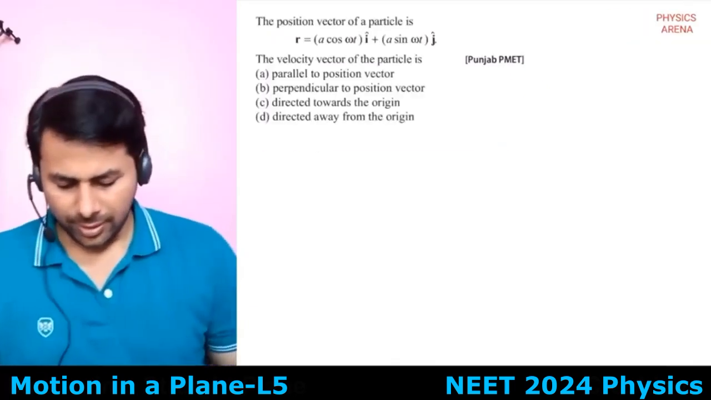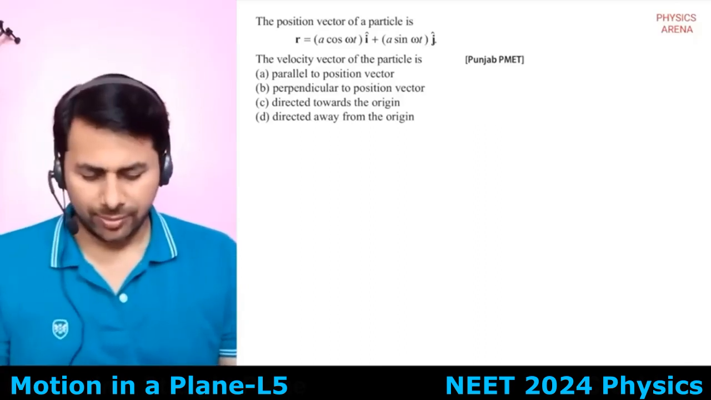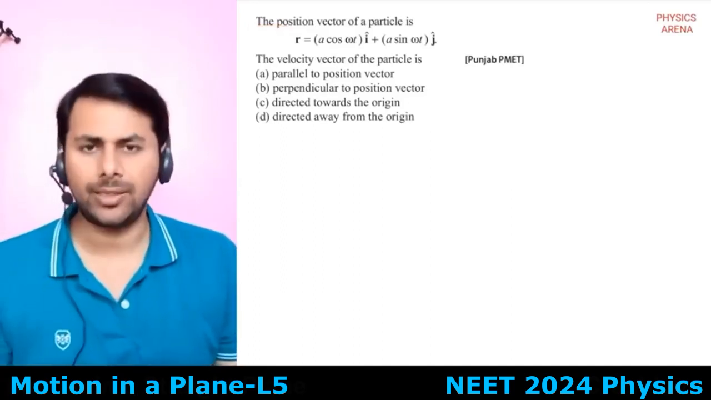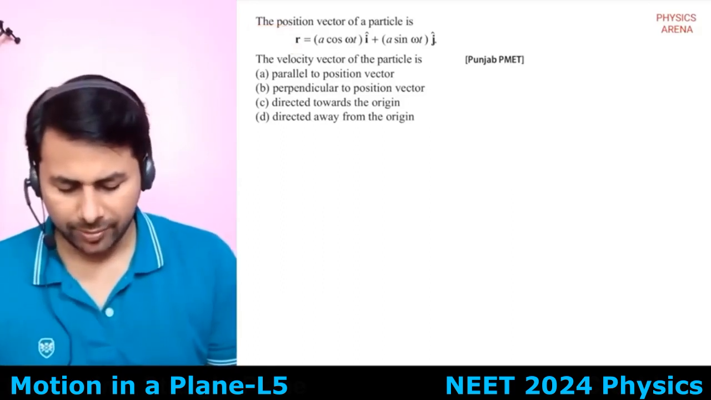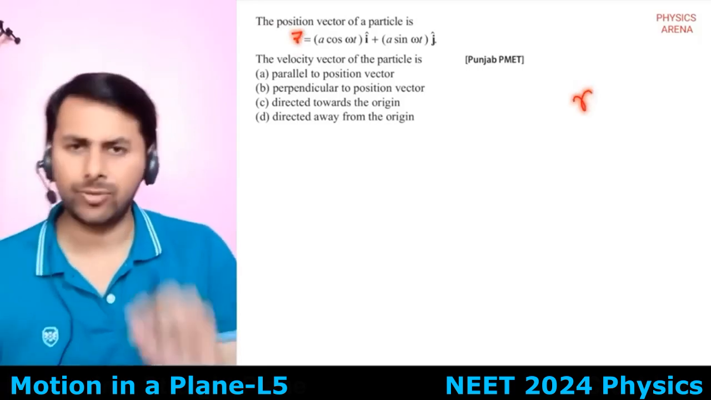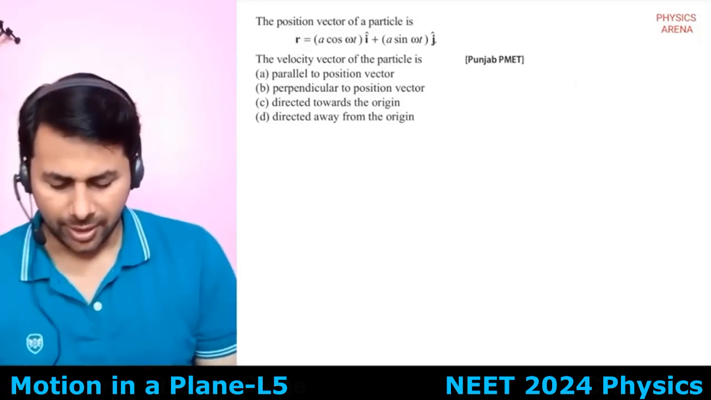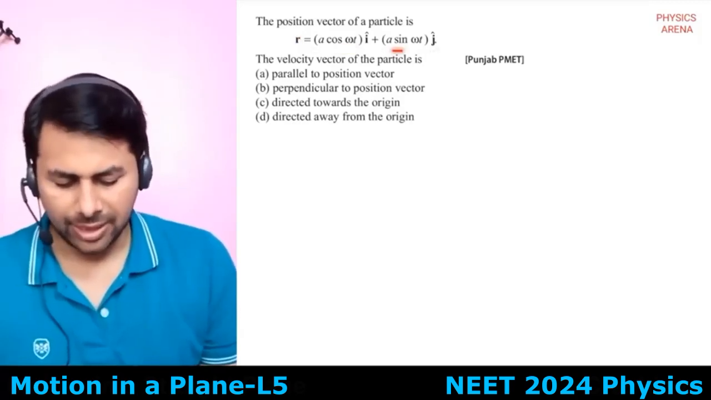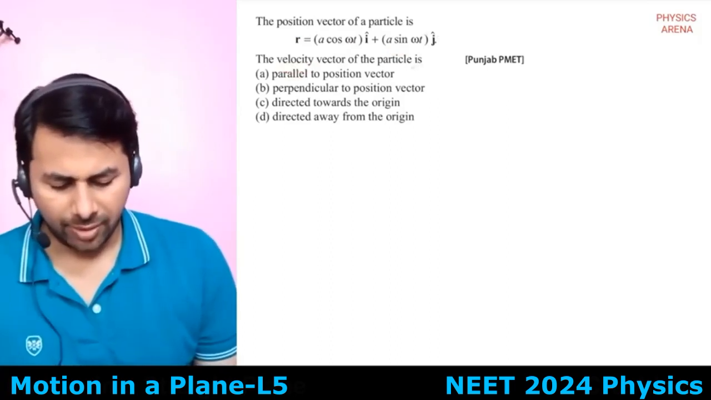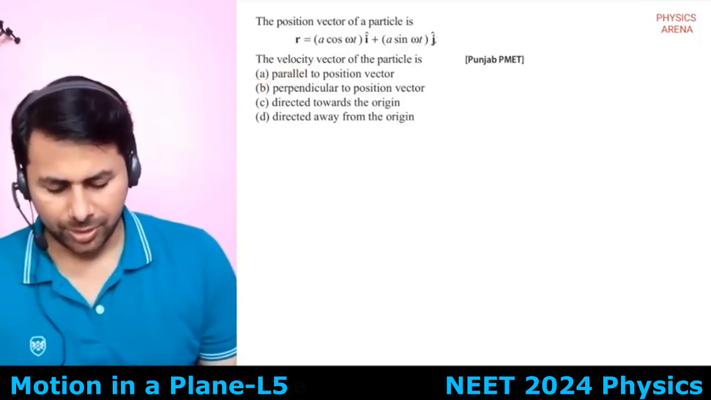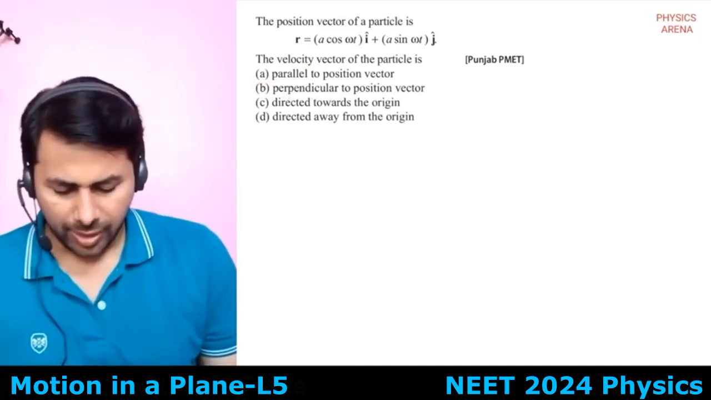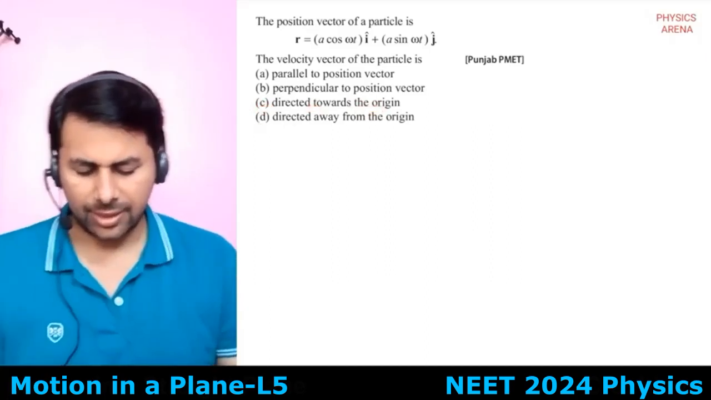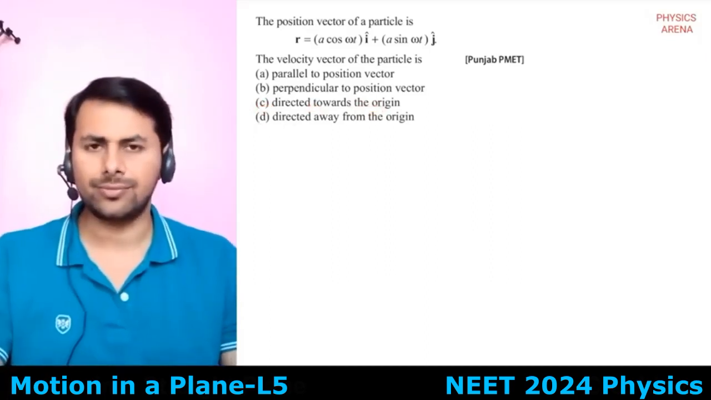Now let us see some questions based upon whatever we discussed. The position vector of a particle is r bar, bold case meaning vector quantity. So r bar is equal to a cos omega t times i cap plus a sin omega t times j cap. The velocity vector of the particle is: option A, parallel to position vector; option B, perpendicular to position vector; option C, directed towards the origin; option D, directed away from the origin. So can you guess?